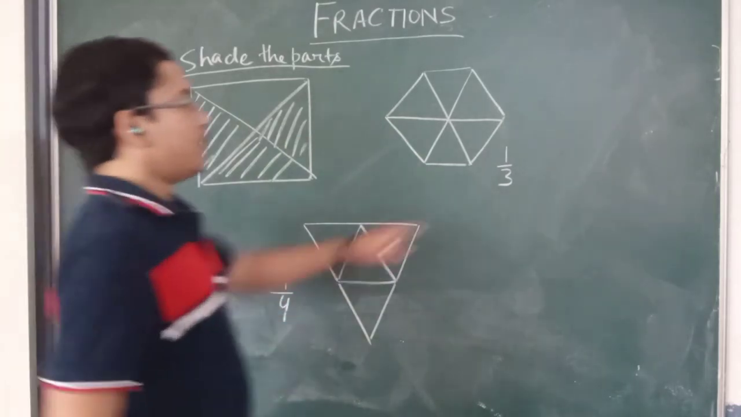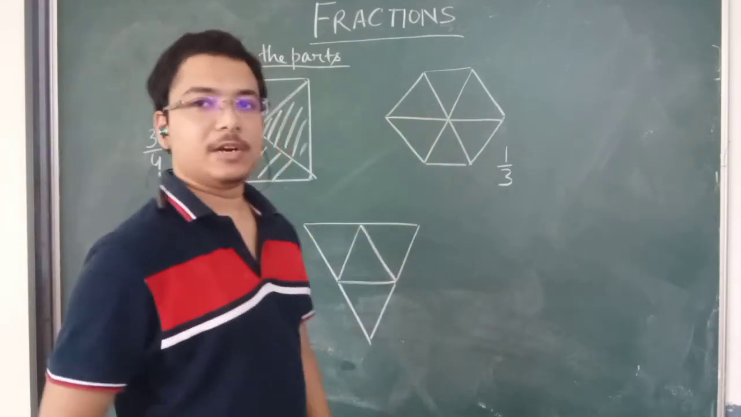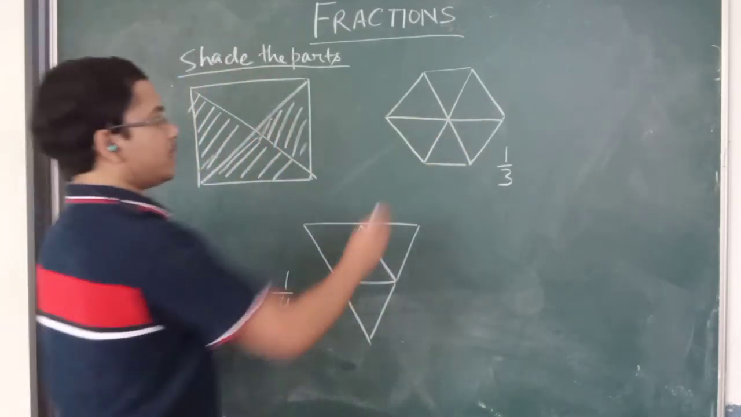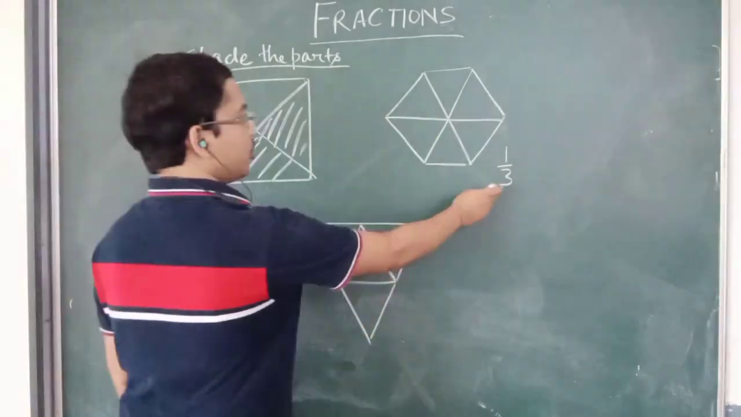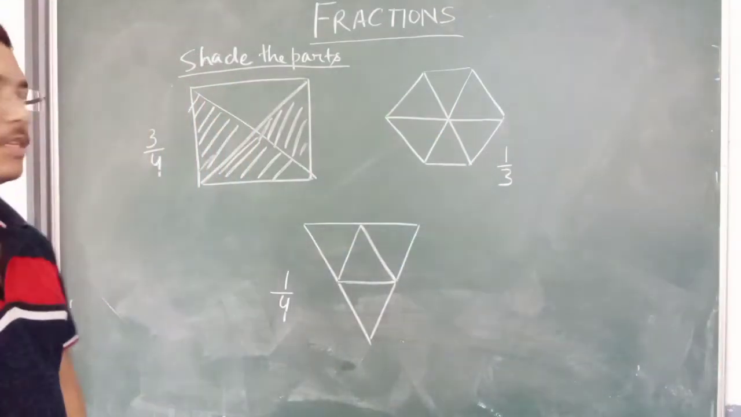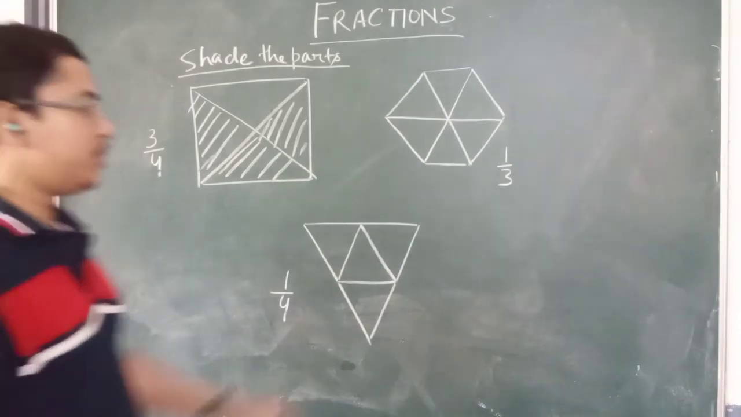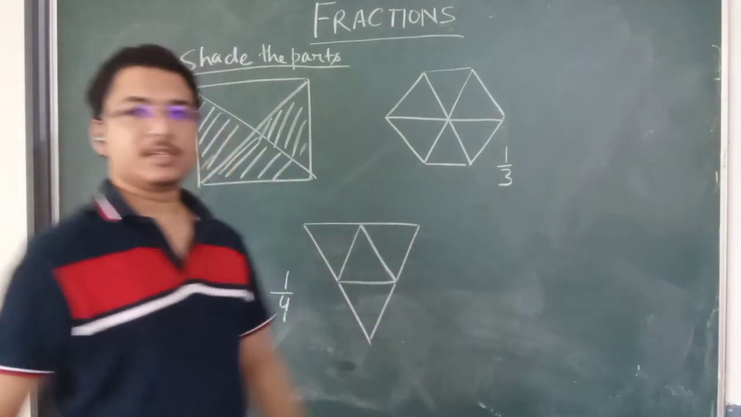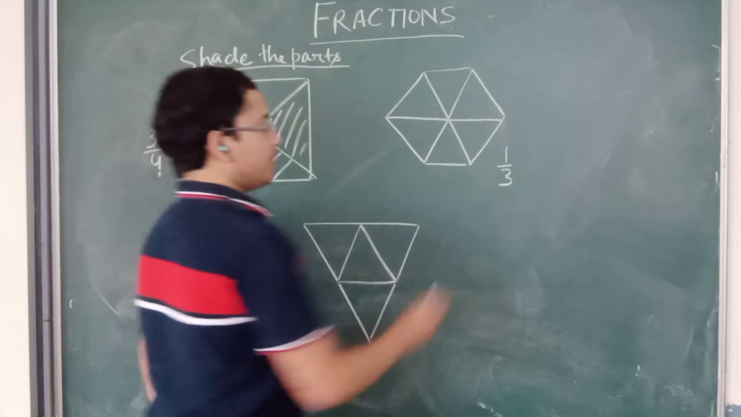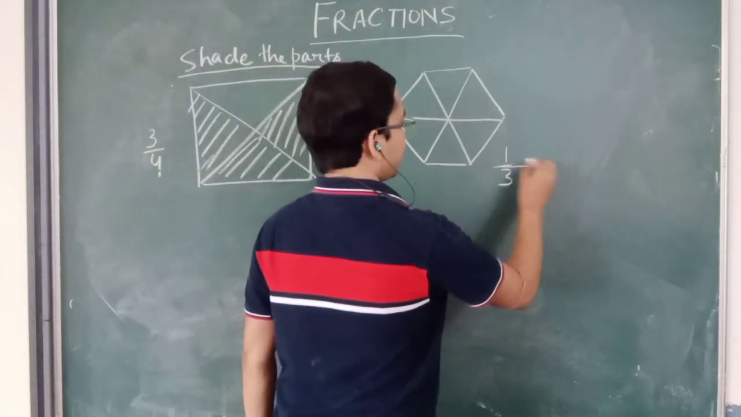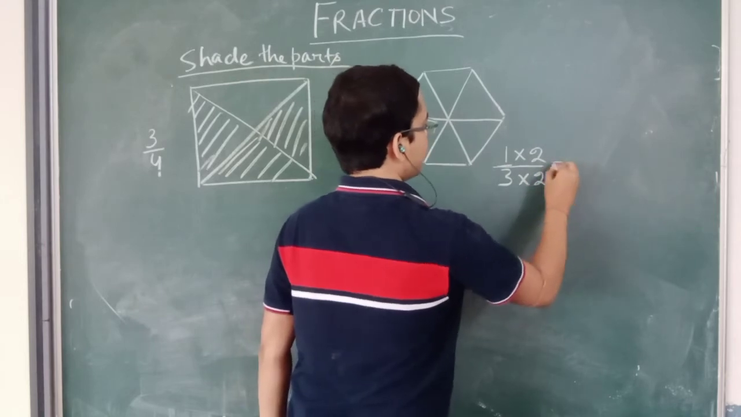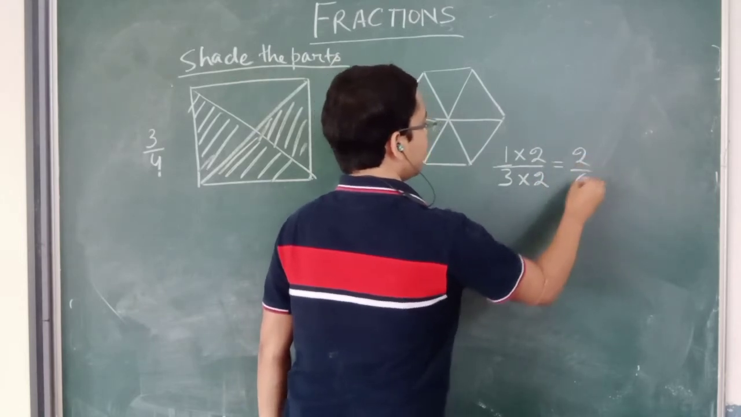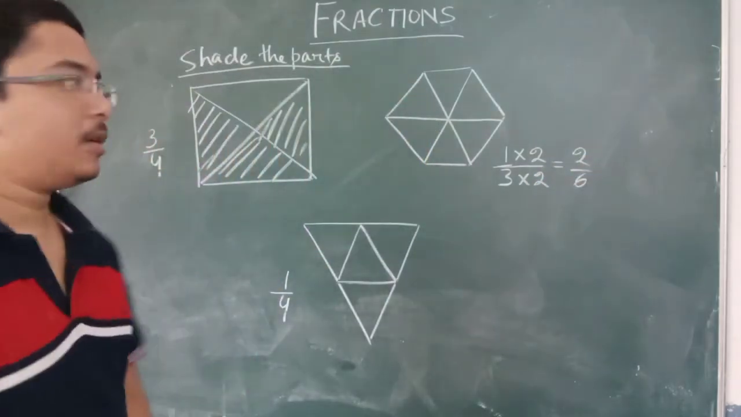Next is 1 by 3rd, we have to shade of this. But you see, there are 6 equal divisions of this figure, while the denominator, which represents the total number of parts, is only 3. So you have to make it 6 somehow. So let us multiply both the numerator and the denominator by 2. So this becomes 2 by 6.